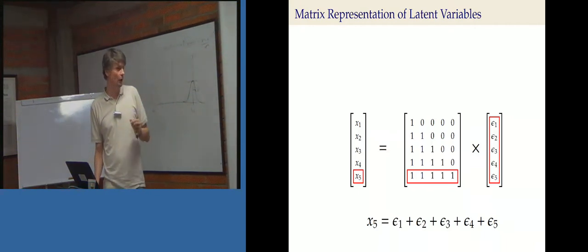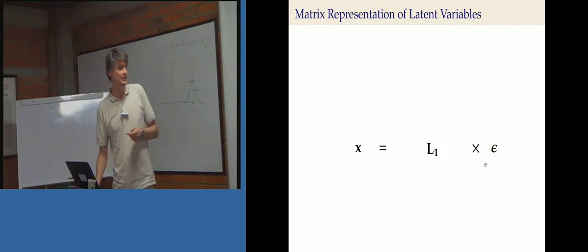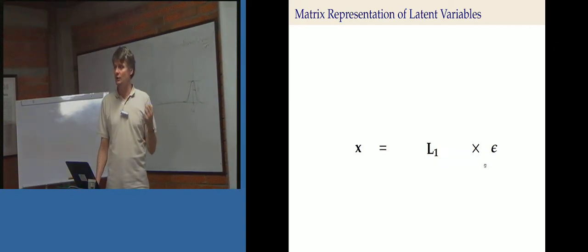So, of course, this means that x is equal to L1, where L is a lower triangular matrix of 1s, times epsilon.